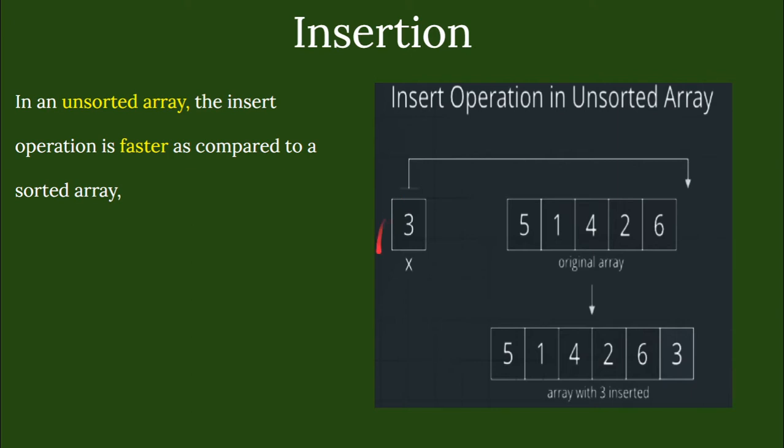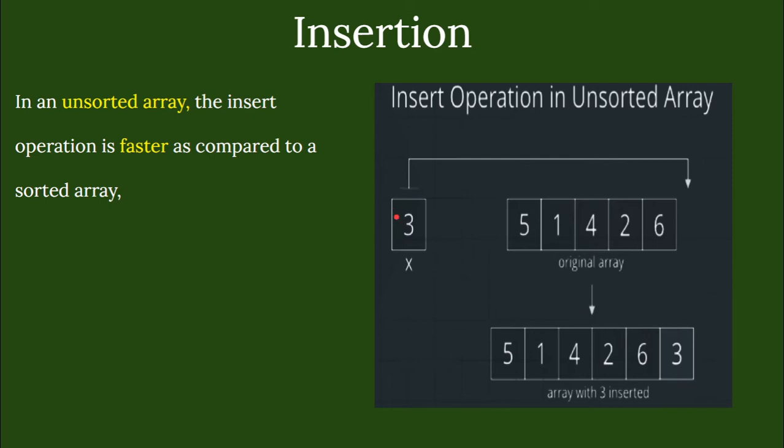Now this is the item, which we are going to insert into the original array. Here is an array with positions 1, 2, 3, 4, 5. The elements are 5, 1, 4, 2 and 6. Now I want to insert the element 3.